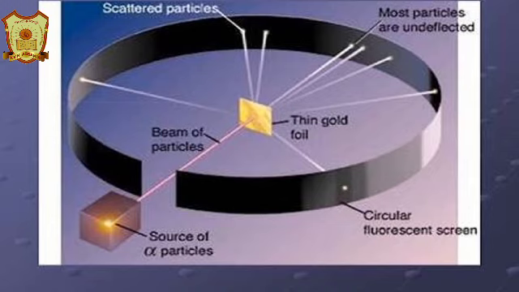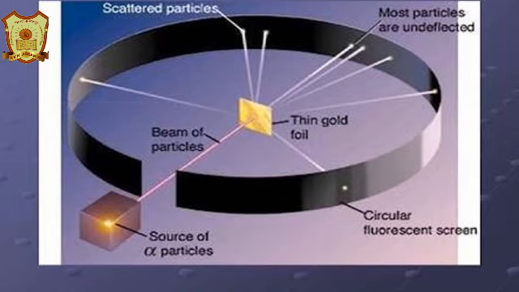So basically what happened, when the source of alpha particles emitted the alpha particles, and these were made to fall on a thin gold foil, they started deflecting, while some of those also scattered at an angle of greater than 90 degrees, and most of the particles got undeflected, and moved in a straight line.